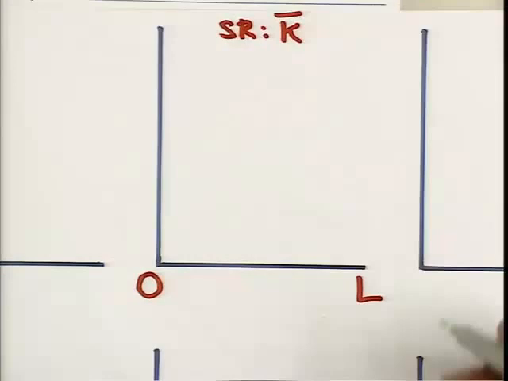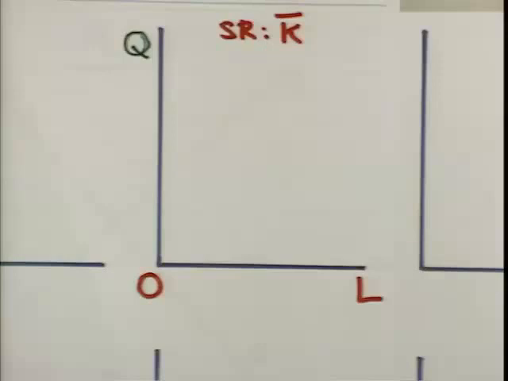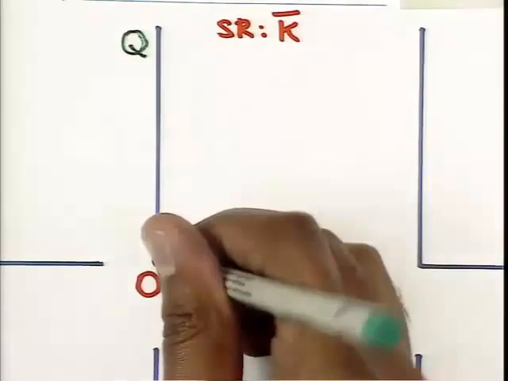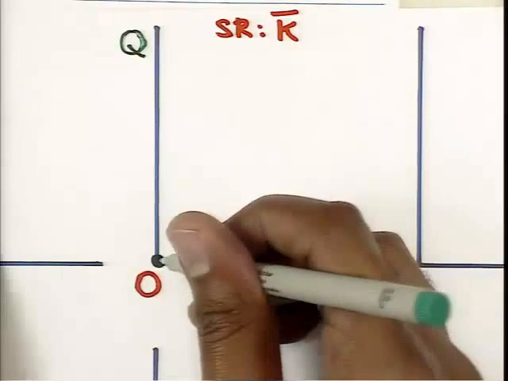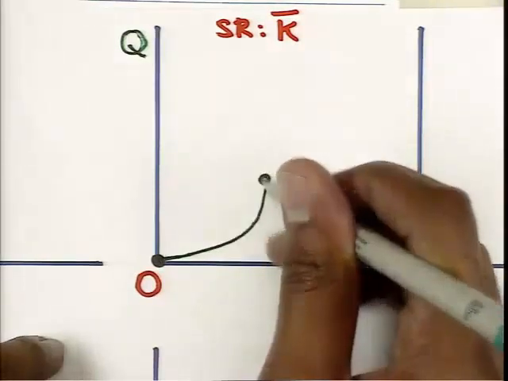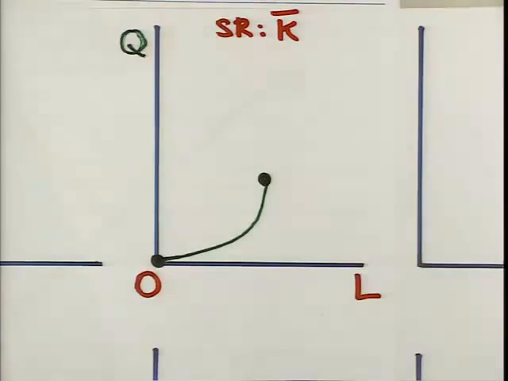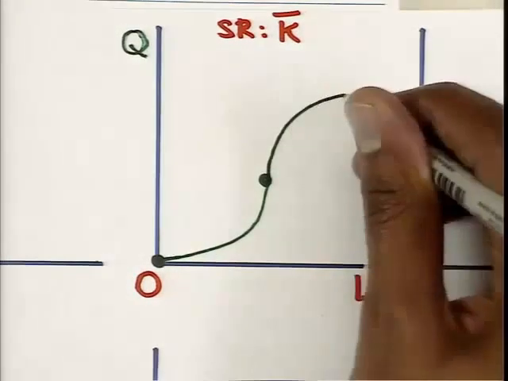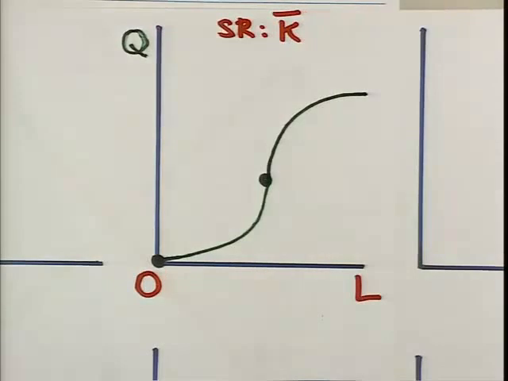As I increase my labor, my output will begin to increase. So if I'm a firm, I'm trying to produce output with a fixed resource. Increasing labor will increase output, but it won't increase output at a linear rate. Initially, output increases at an increasing rate. Why? Due to specialization. Then, after a certain point, output begins to increase at a decreasing rate.